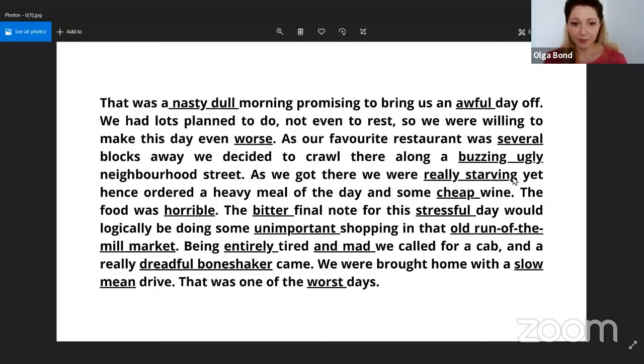The food was horrible. The bitter final note of this stressful day would logically be doing some unimportant shopping in that old run-of-the-mill market. If you obviously introduced such words previously to students, being entirely tired and mad, we called for a cab and a really dreadful bone shaker. My students knew this word. And we were brought home with a slow, mean drive. That was one of the worst days.